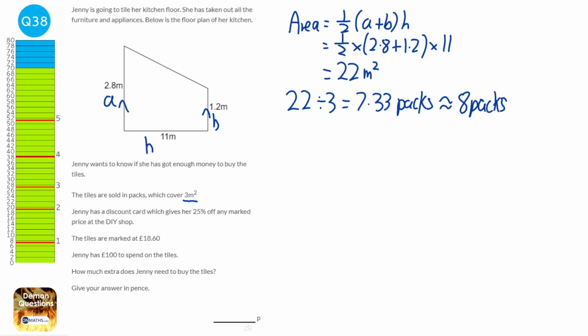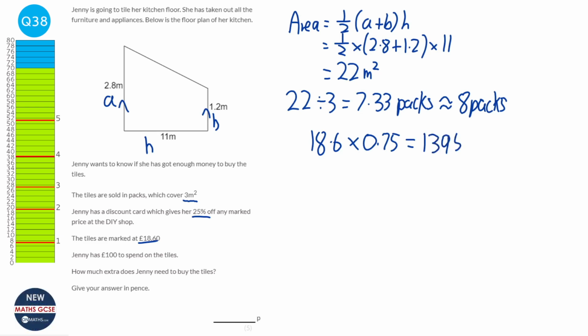Okay, next thing we look at is the fact that Jenny has a 25% discount. So we need to find out what a 25% discount would do to the £18.60 for the pack of tiles. And so what we're going to do is get the £18.60 and times it by 0.75. So we're just going to find 3/4 of it because she has a 25% discount, and that would be 1,395. So the tiles are going to cost £13.95.